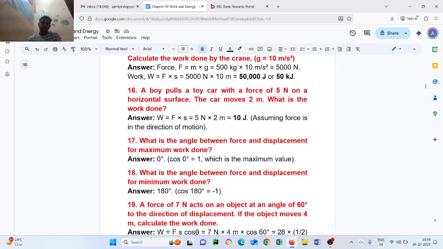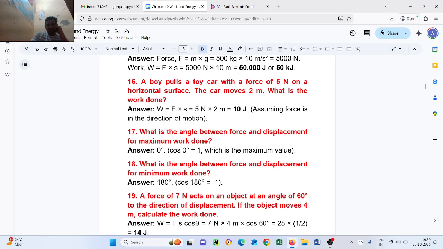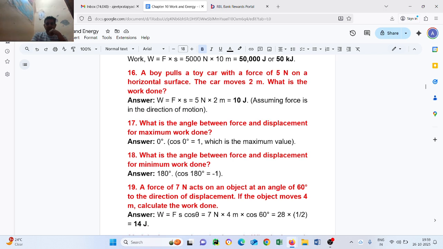Question number 17. What is the angle between the force and displacement for maximum work done? Theta equal to 0 degree, cos theta equal to 1, which is the maximum value. Question number 18. What is the angle between force and displacement for minimum work done? Answer is 180 degree, cos 180 equal to -1.